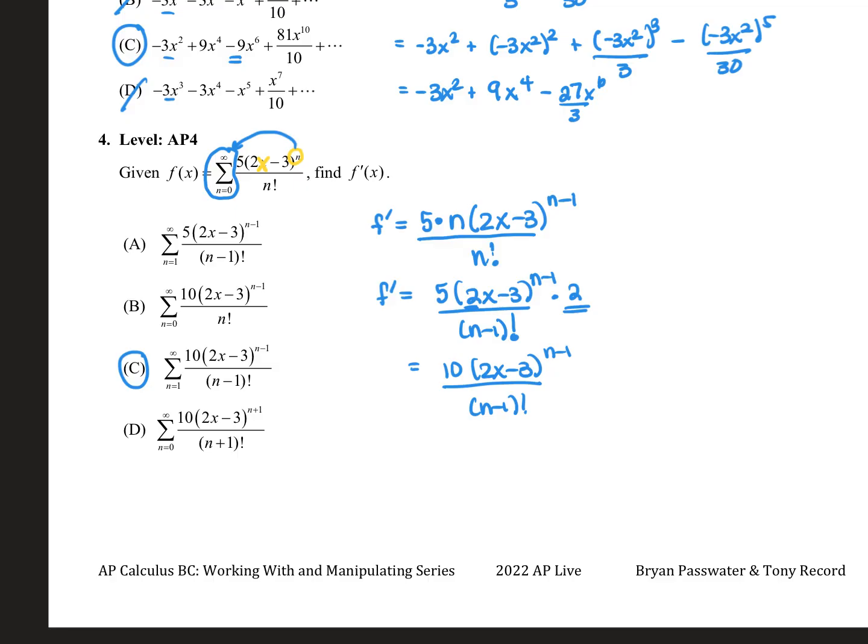Now, if we had these, and it looked very similar to this, and one started at 0 and one started at 1, I would go through and look at the original polynomial. So my original polynomial starts at 0, so we'd have 5, all that to the 0th power, all over 0 factorial. So I know my first term is 5 with n equal to 0. If I take my derivative, my 0th term went away, and we're now starting at the first term.